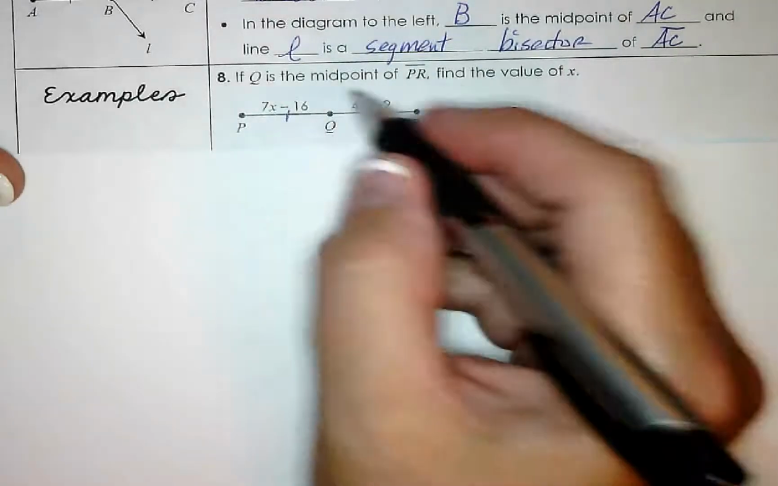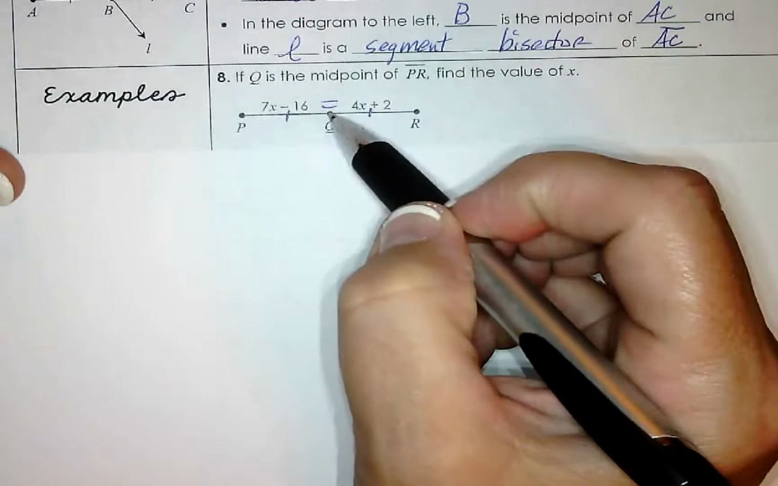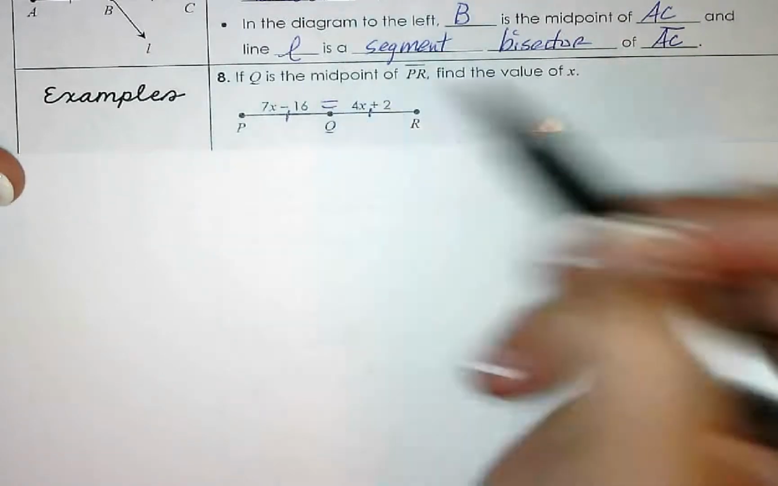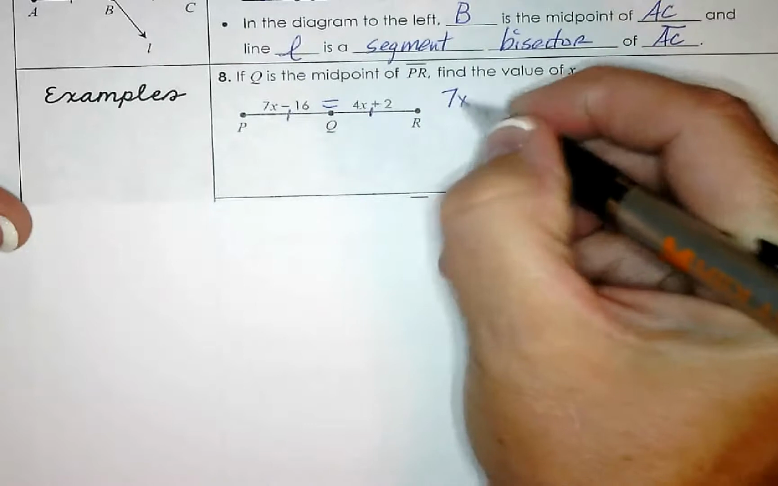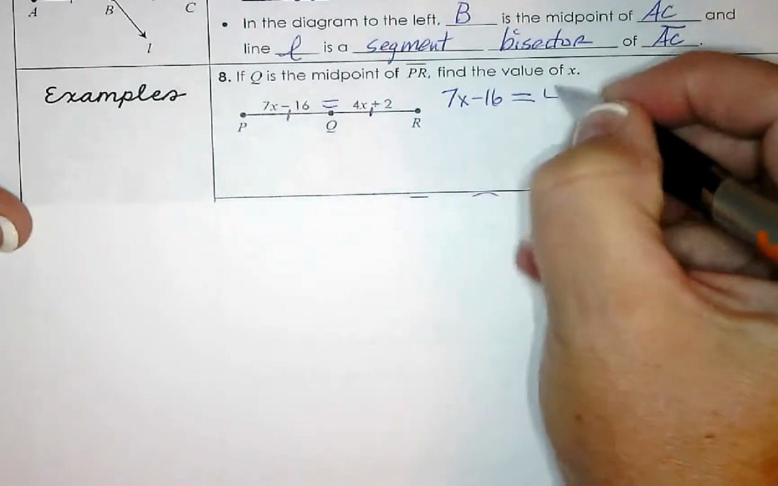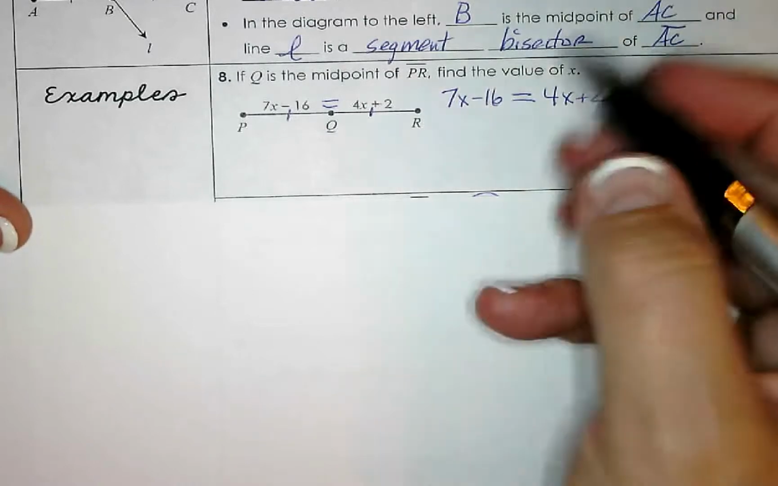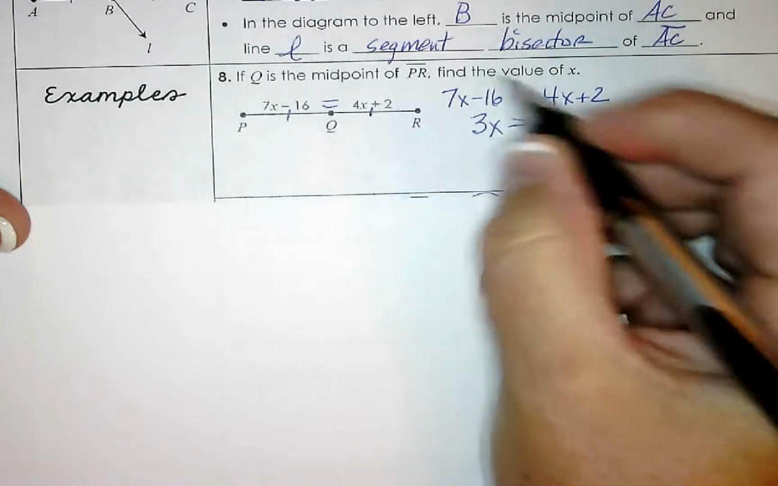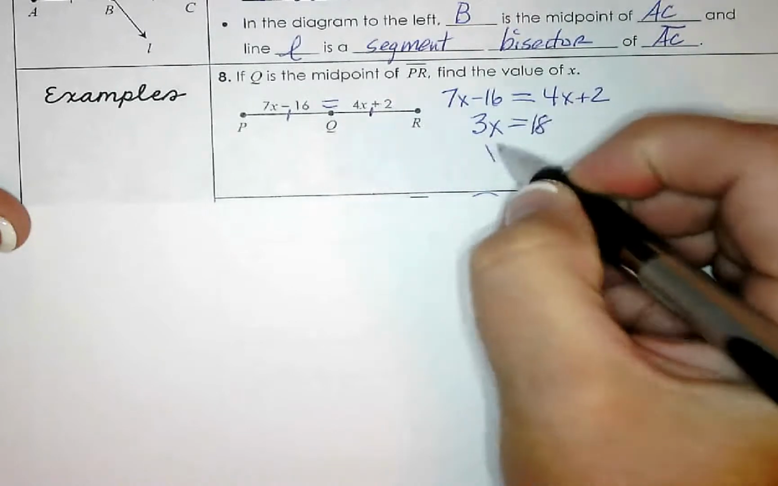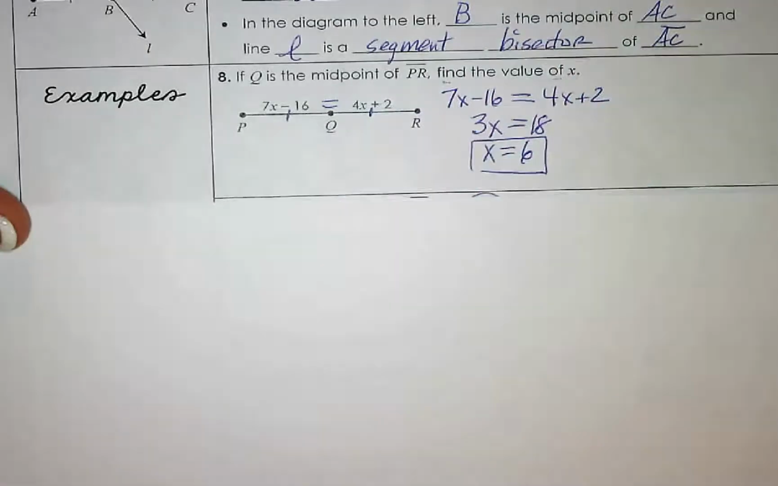Before we were adding them together. These two are equal to each other. Sometimes I just remember at the midpoint I put an equals between them, and there's my equation. Okay, so let's write that equation. 7x minus 16 equals 4x plus 2. You'll notice it's not segment addition. This is midpoint. So subtract 4x there. I'm going to add 16 over here. x equals 6. They said find the value of x. I am done.